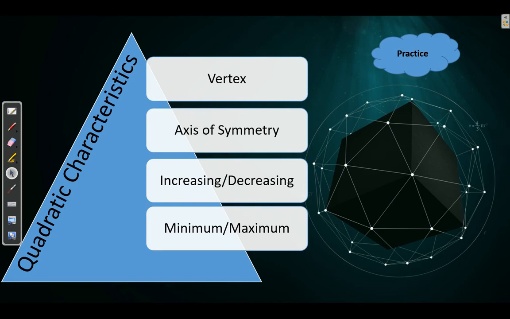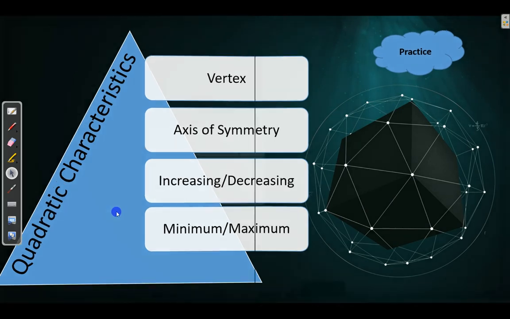We're switching gears away from transformations a little bit to quadratic characteristics now. So we have a parabola. What are all the characteristics of that parabola? We're going to be looking at these four: the vertex, the axis of symmetry, when is the parabola increasing and when is the parabola decreasing, and then does the parabola have a minimum or a maximum? So let's take a look at all of those four characteristics.